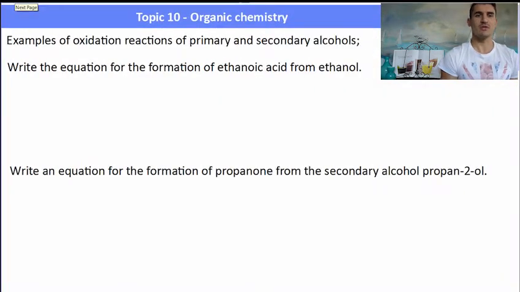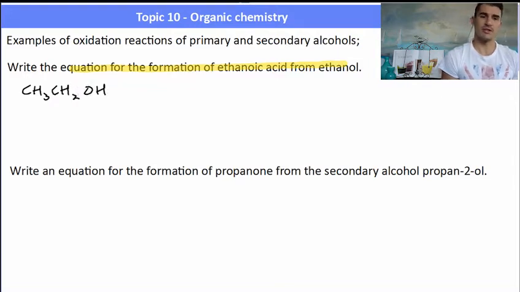So for example, you would be asked to write an equation for the formation of either an aldehyde or an acid from a given alcohol. So in this one, we need to write the formation of ethanoic acid from ethanol. So we need to start with the formulas. Ethanol, CH3CH2OH, which is a primary alcohol. You could also draw this out as well, but I'm doing it in semi-structural form. Now, it oxidizes in a two-step process.